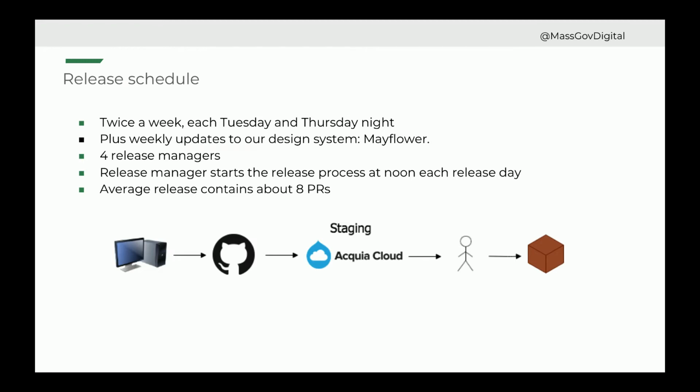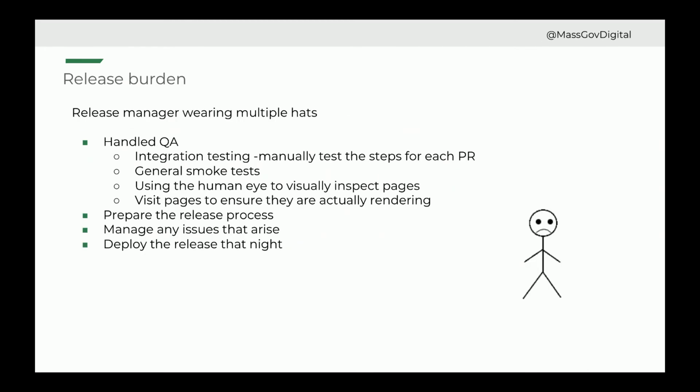From the diagram, you can see that's our PCs. We use Macs, but I didn't have a Mac icon. We deploy from GitHub to stage. The person there is the person who's QA testing. And then we package it for the nightly deployment so that we can deploy it at night. The person on the previous screen is the release manager.